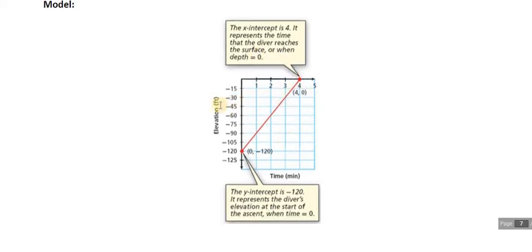It represents the time that the diver reaches the surface or when the depth is 0. So if we look at our axes labels, again, it's going to be really important to know what your labels represent. So the x-axis represents time. Okay, so 4 minutes. The y-axis represents elevation. So at 4 minutes, the elevation is 0, therefore the depth is 0.